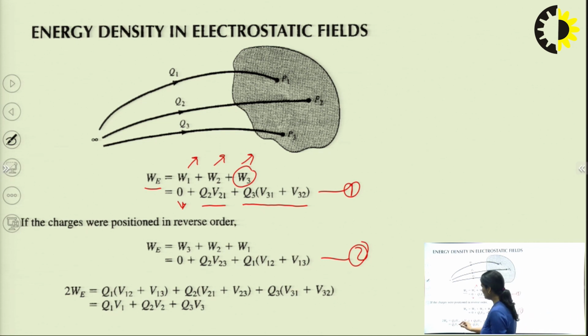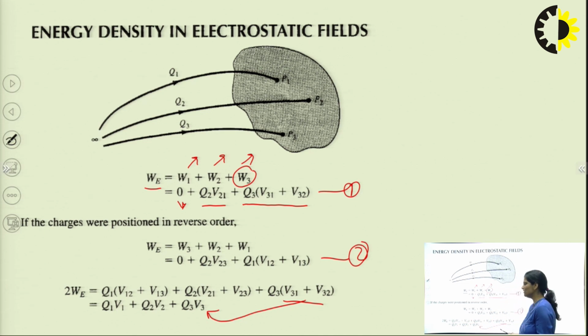Why are you writing this? V1 is equal to what? V12 plus V13, means your potential is from point 1 to 2, then 1 to 3. So that is your source V1. Now when you are considering V21 plus V23, then your source is V2. So write down here V2. Now V31 plus V32, that is equal to V3. So finally 2WE is equal to Q1 V1 plus Q2 V2 plus Q3 V3.